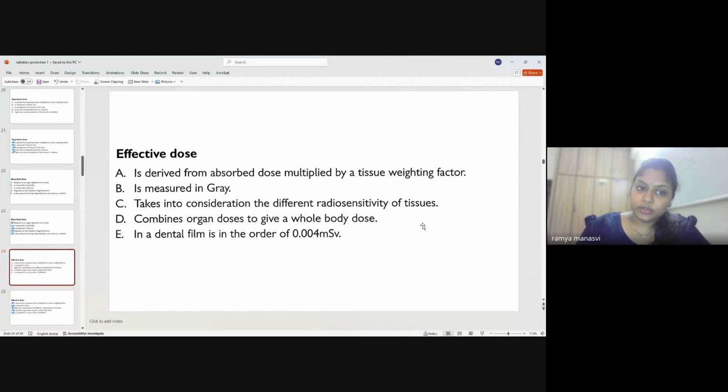Yes, it is true. In a dental film, it is in the order of 0.004 millisieverts. No, it is in some other order. I don't remember. Oh, no, this is true. In dental film, it is in the order of 0.004 millisieverts.